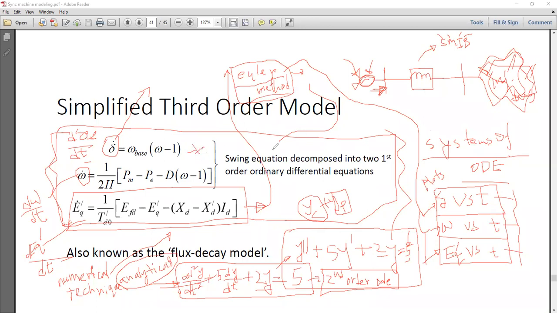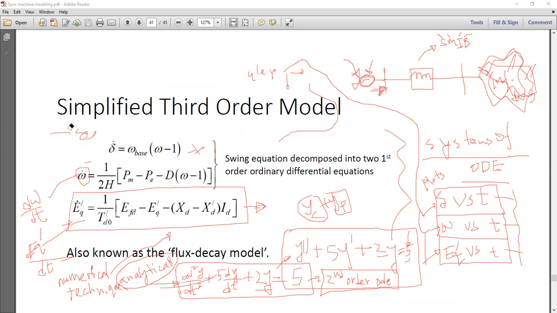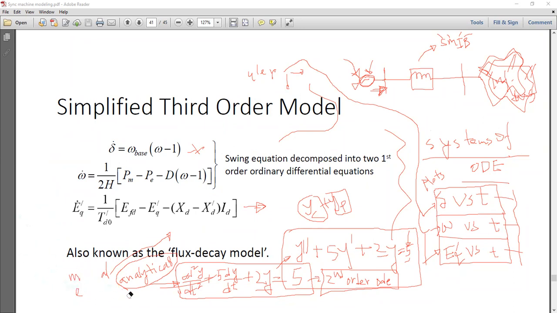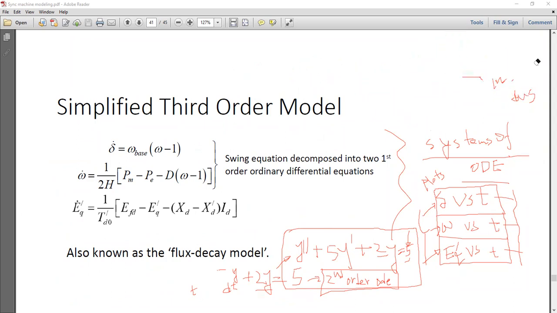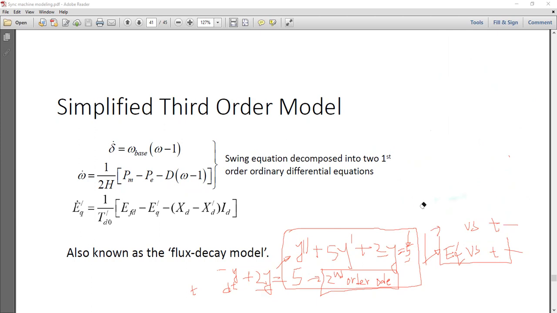Before we go there, we have to go through a few more steps. So let us see what those steps are. Now the model that we are discussing is the third order model. Actually, only these three equations are not sufficient to represent the complete model. If you remember, besides these three equations, we also had a few more equations along with these three.